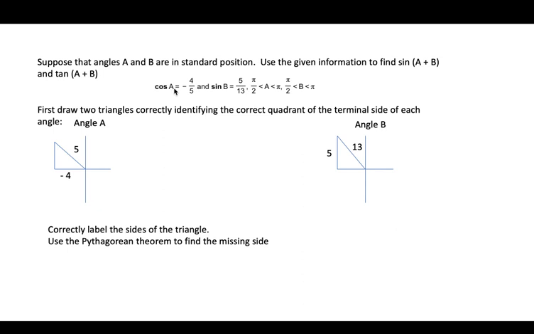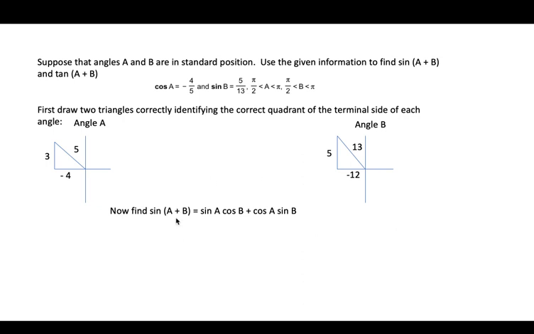So since we know the cosine of A is negative 4 over 5, that means the adjacent side is negative 4, the hypotenuse is 5. For sine of B, the opposite side is 5 and the hypotenuse is 12. Now use the Pythagorean theorem to find the missing sides. For angle A, it's negative 4. For angle B, it's negative 12.